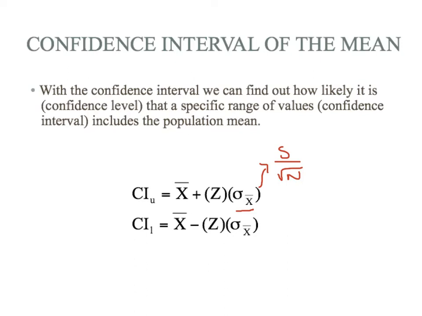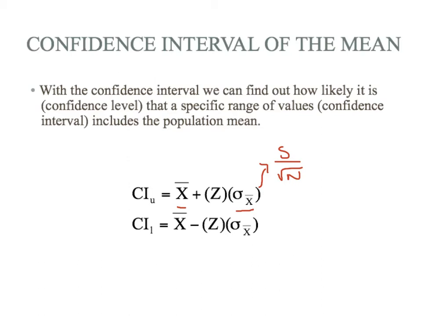And so our equation for a confidence interval, we're going to take the mean from our sample and we're going to add and subtract because we're talking about an interval. So that interval's got an upper bound and a lower bound. And so we're going to add and subtract z times the standard error of the mean, which is standard deviation divided by the square root of n.